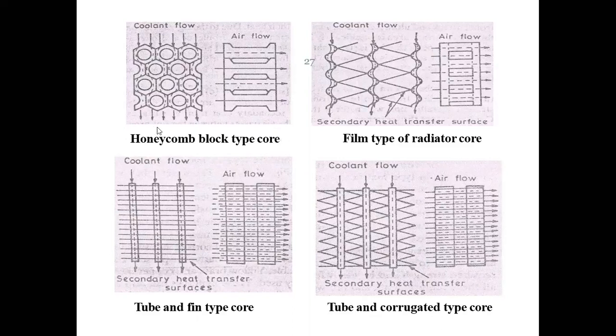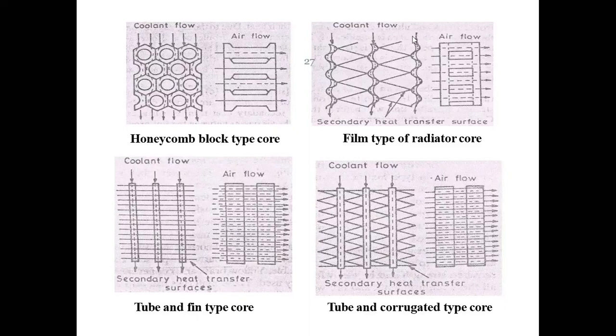The second type of core is the film type of radiator core. Here we can see a number of tubes through which the water will flow. In this case, ribbon type tubes or ribbons, generally of very small diameter, act like pins that are attached or fitted to these flowing tubes.